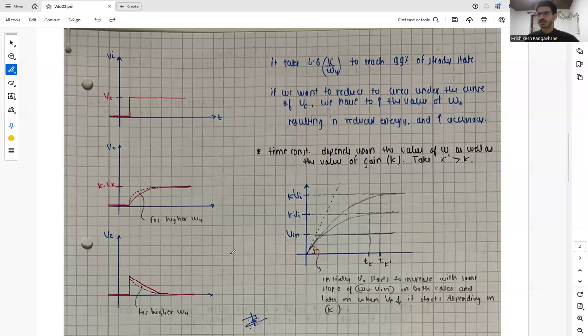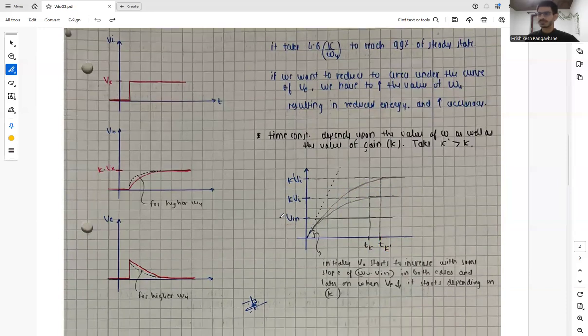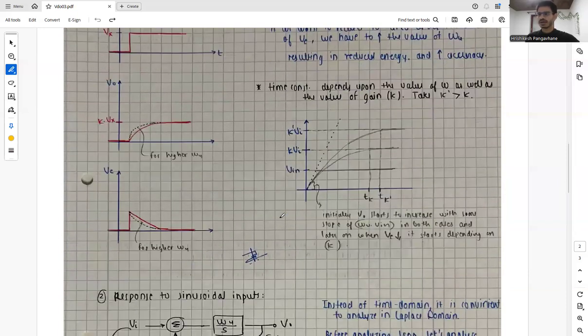when Ve, or the error voltage, decreases, it starts depending on the value of K. So basically these two are the corresponding curves for the corresponding values of K and K'. So basically the time taken, or time constant, for K to reach steady state is less than the time required for the higher gain integrator. So that's how it's related.